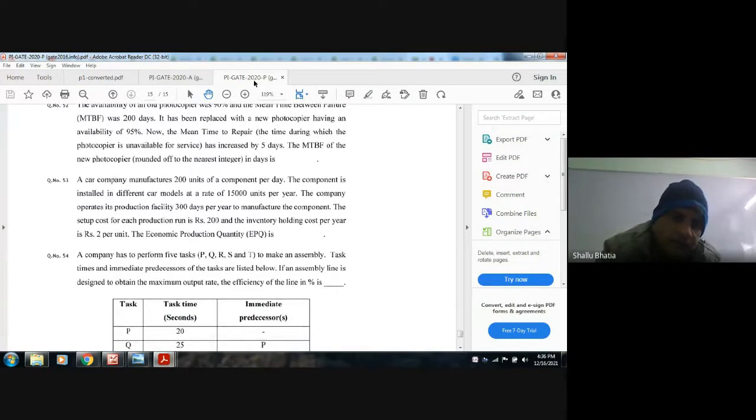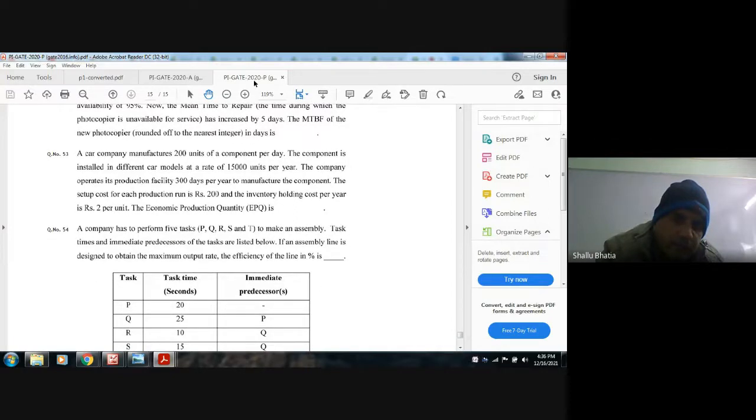Next, a car company manufactures 200 units of a component per day. The component is installed in different car models at the rate of 15,000 units per year. The company operates its production facility 300 days per year to manufacture the component. The setup cost for each production run is rupees 200, and the inventory holding cost per year is 2 per unit.